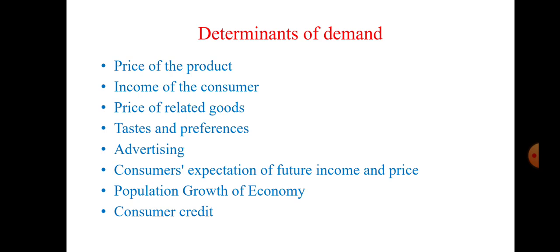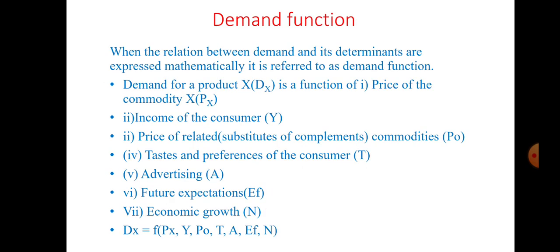Then population growth of economy, consumer credit. So these are the different determinants of demand. Looking at all this, we can sum up the demand as a demand function. So here we have an expression for demand function. When the relation between demand and its determinants is expressed mathematically, it is referred to as a demand function.